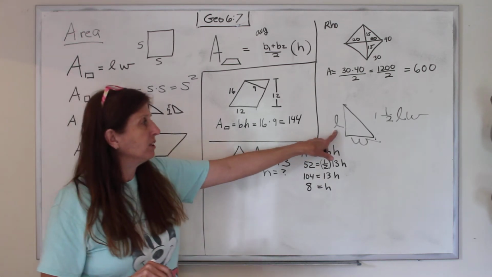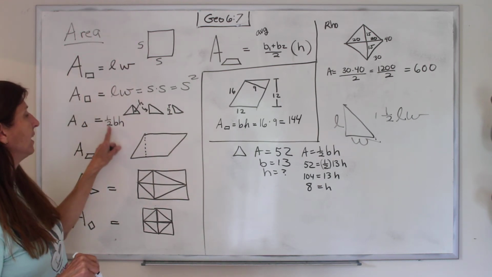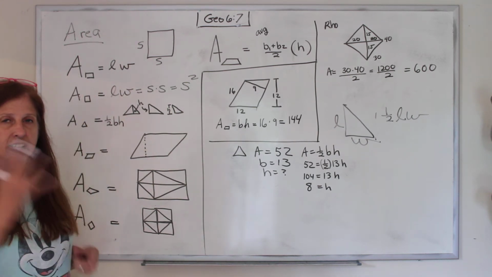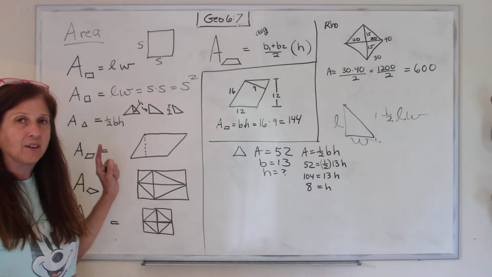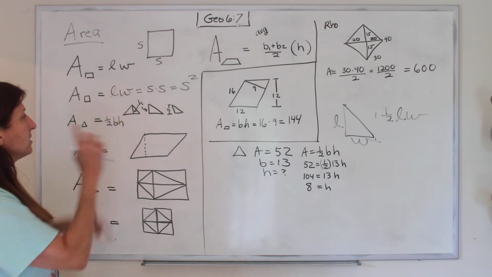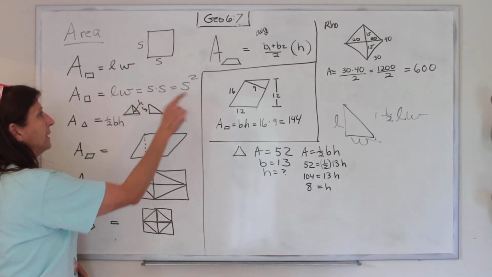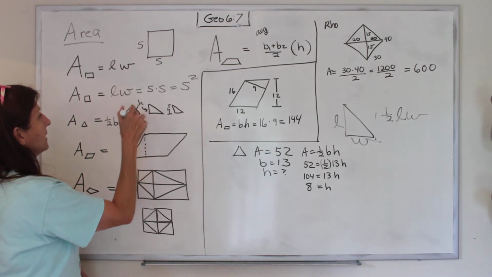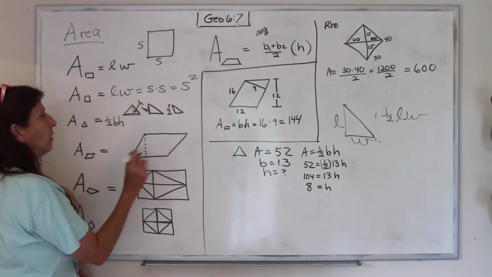If you double a triangle, you get a rectangle. So you have to cut it in half. You have to multiply by 2 or multiply by half or divide by 2. Now when you measure the height of a triangle, you have to make sure that it is perpendicular to the base. So this triangle, that would be the height. The right triangle, that would be the height.